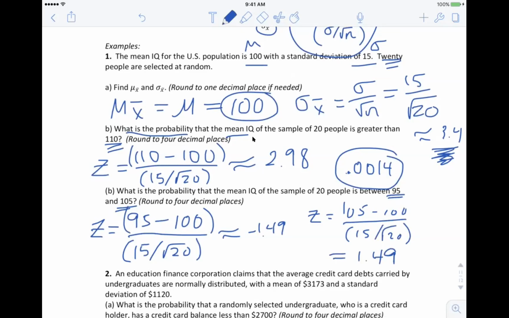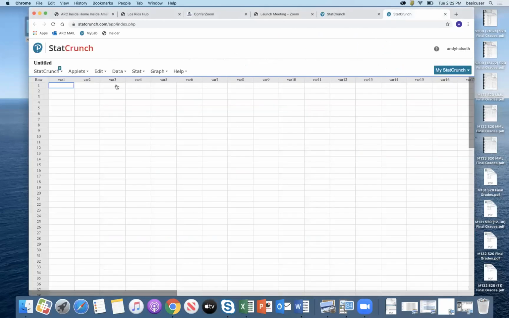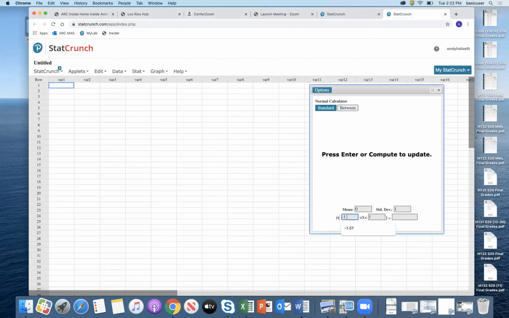Now I want to find the area on the standard normal distribution between these two z's. That's when I'll go to StatCrunch. Okay, so let's jump to StatCrunch and see if it can help me get the question right. Okay, let's go to a main page. We're going to that normal calculator, stat, calculator, normal. And then I got to click the between option for this one. Negative 1.49 to positive 1.49.